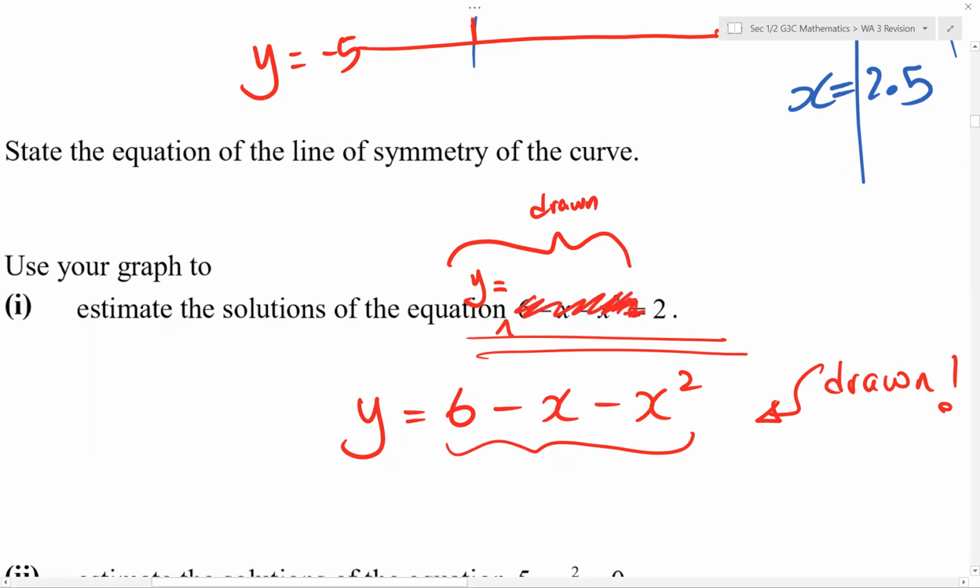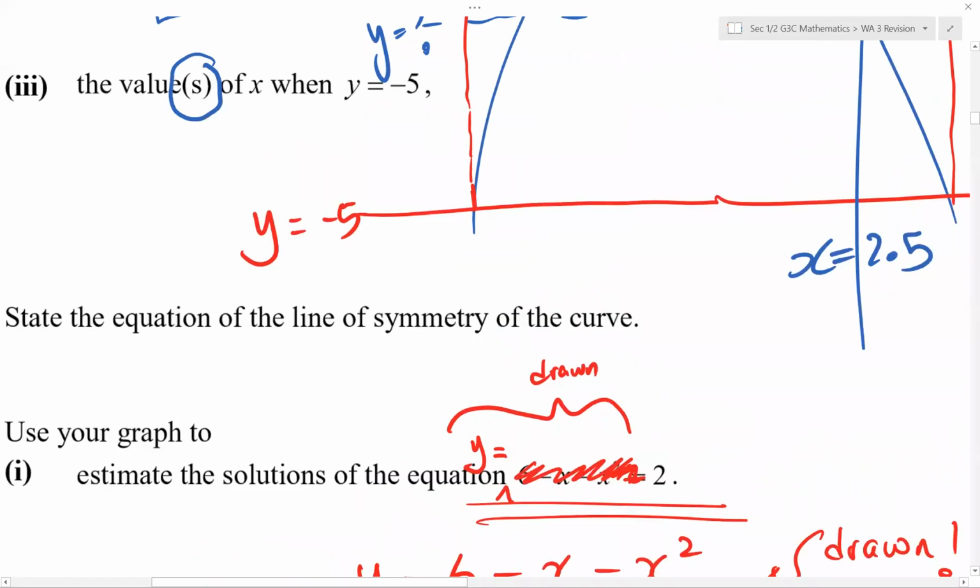Therefore, we draw y equals 2. Y equals 2 is a horizontal line, cutting the y-axis at value 2. And from there, we are going to search for the 2 points of intersection.